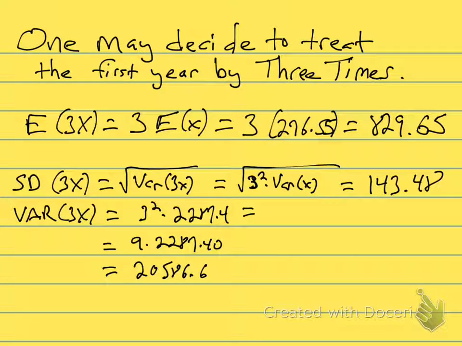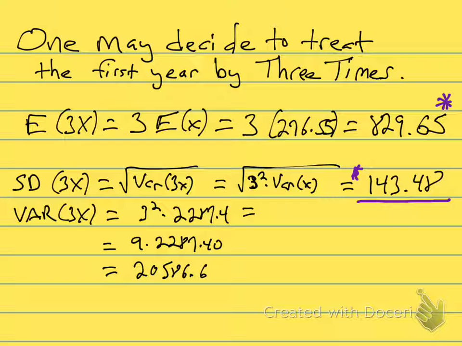I guess one may decide to treat the first year 3 times. In this case, we will still have the same expected cost for the service contract for each of the years, but this would change our standard deviation, however. Our standard deviation would go up to $143.48.